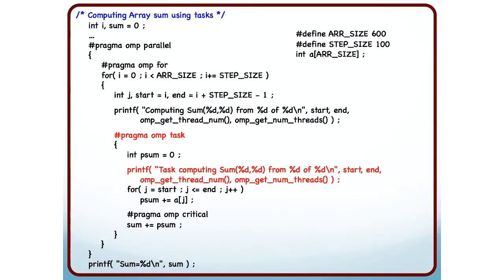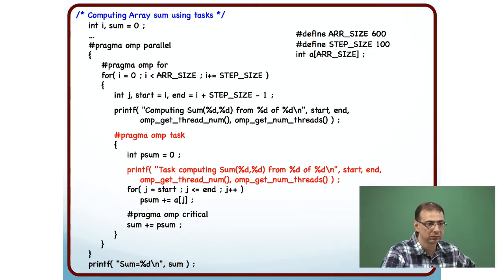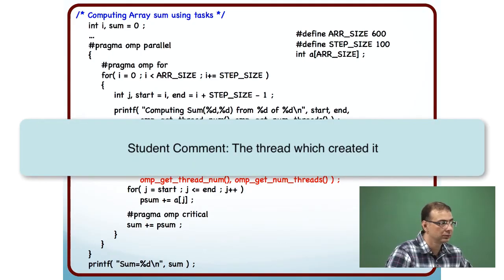What about the data that I'm accessing inside the region, #pragma omp task? Which data am I referring to? That's a very important question. The thread which created it.